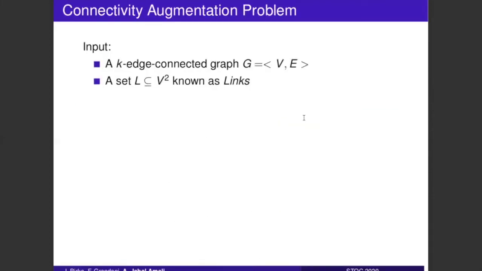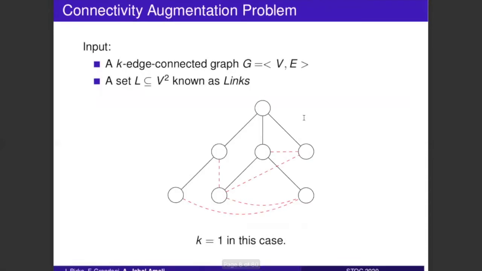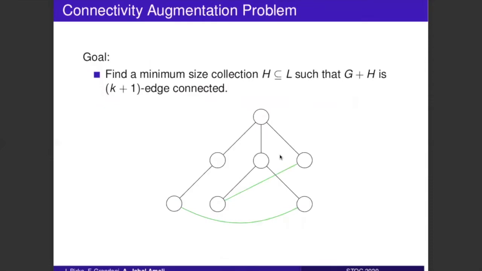In the connectivity augmentation problem, as an input, we are given a k-edge connected graph G and an additional set of edges, which we call links. Here we have a 1-edge connected graph, a tree. You can see the tree has the black colored edges, and the links are the dashed red edges. The goal is to find the minimum size collection of links such that if you add them to the original graph G, as a result, you would have a k plus 1-edge connected graph.